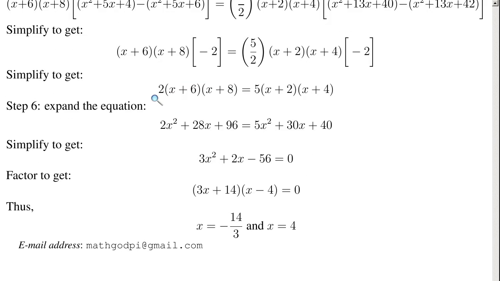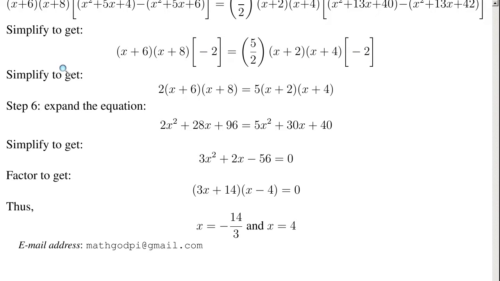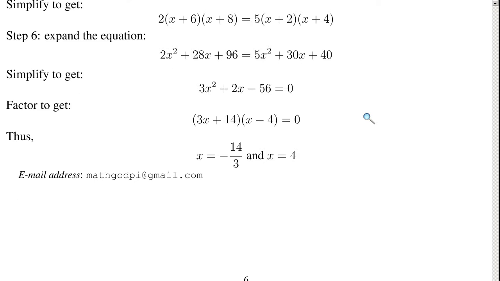Simplify. Remember how we had the negative 2 and the negative 2? Well, same thing happens. Simplify further. Okay, so this is where it starts to get just a tiny bit different. Negative 2 cancels with negative 2, that's fine. But then we're going to multiply both sides by 2 to get rid of this denominator, this 2. We're just going to swing it out to this side. So 2 times (x plus 6) times (x plus 8) equals 5 times (x plus 2) times (x plus 4).